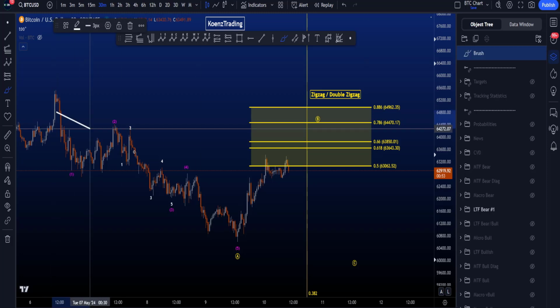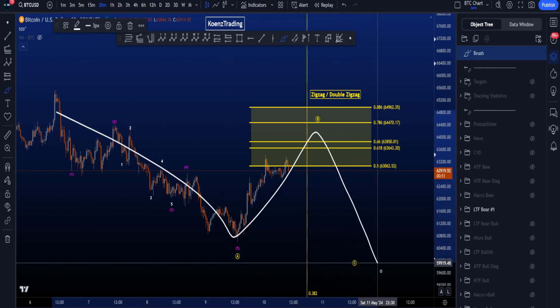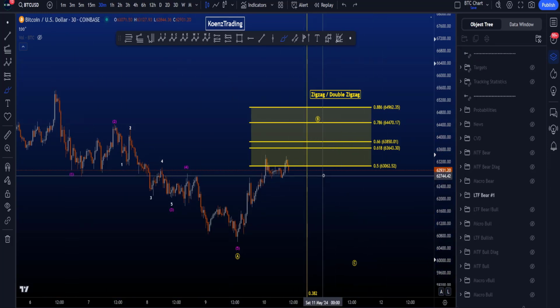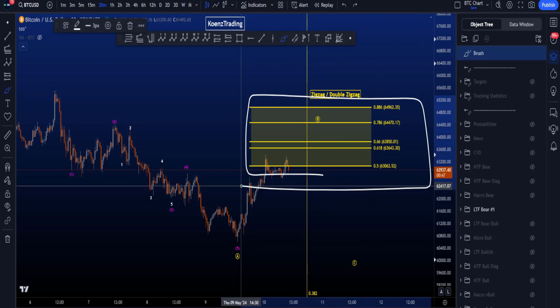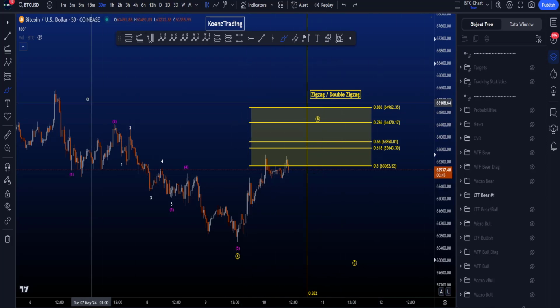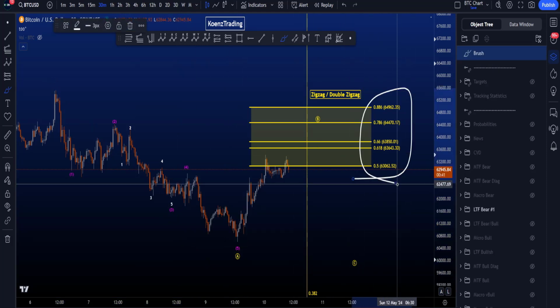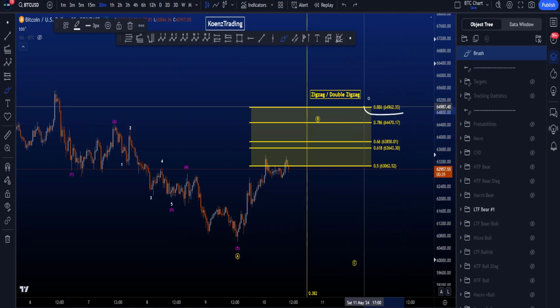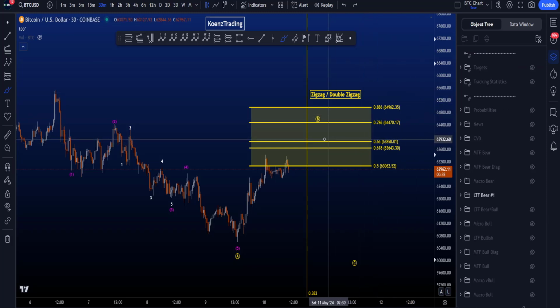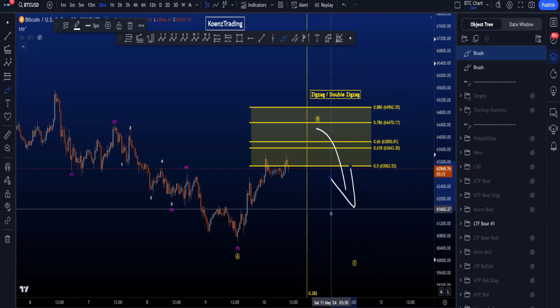In that case, we are looking for a bigger ABC zigzag to the downside, where the common target area for your wave B is between the 0.5 and the 0.886, taken from the high to the low of A, giving you a target area between 63k and 64.9k. And after wave B, we want to see a wave C to the downside.